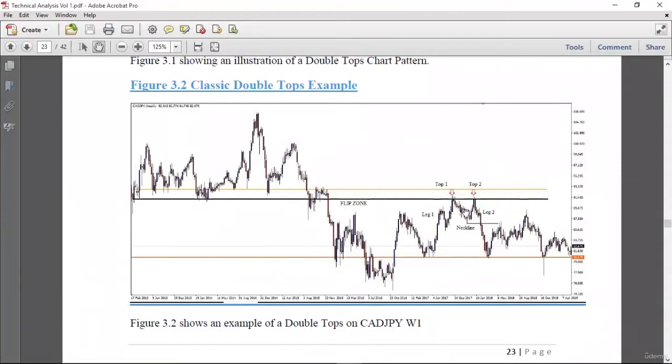We have this as top one, this is top two, that's our second leg. This is our neckline, which, as you said, is the price that will determine if it is safe for us to trade the pair or not. As you can see, it broke that neckline and then just dropped for quite a number of pips, and this was weekly. So this is more like 500 pips, or even more.